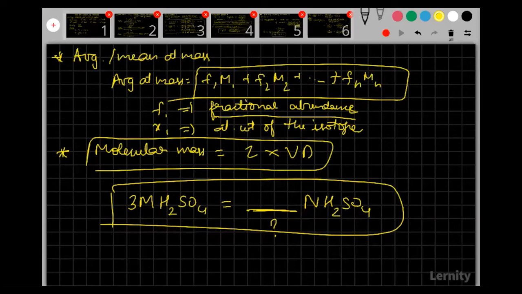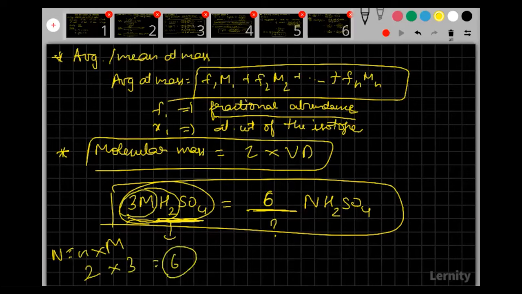So here the answer will be 6. Most of you have answered it correctly. And how is it going to be 6? See, if I want to convert this in terms of normality, normality is N into M. The n-factor here, as it is a dibasic acid, I'll take to be 2. So 2 into molarity, which is 3, gives 6. So 3 molar sulfuric acid solution is equal to 6 normal sulfuric acid solution.